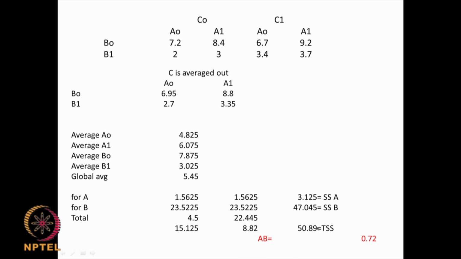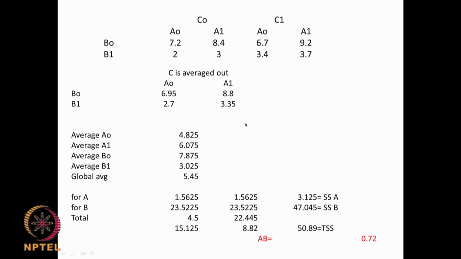So you can subtract the sum of squares of A and the sum of squares of B from this 50.89, and that will be the error, or we can even say that is the interaction between A and B. So we can call this the AB sum of squares, the interaction between A and B, which comes out to be 0.72.